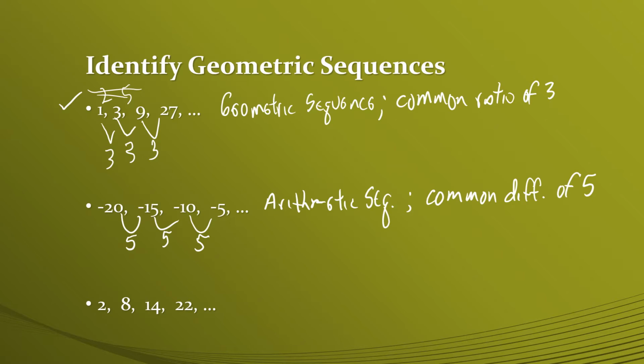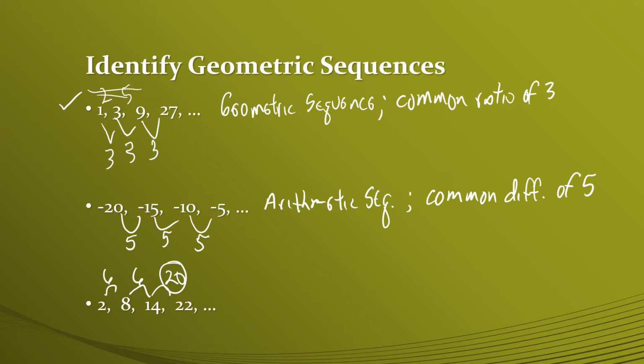Okay, that's not too bad. All right, so let's look at this third sequence. I've got 2, 8, 14, and 22. Let's first check to see if it's arithmetic. The difference between 8 and 2 is 6. And 8 plus 6 equals 14, so there's a common difference of 6. So it's looking like an arithmetic sequence. But when I add 6 to 14, I don't come to 22, I come to 20. So it's not an arithmetic sequence.